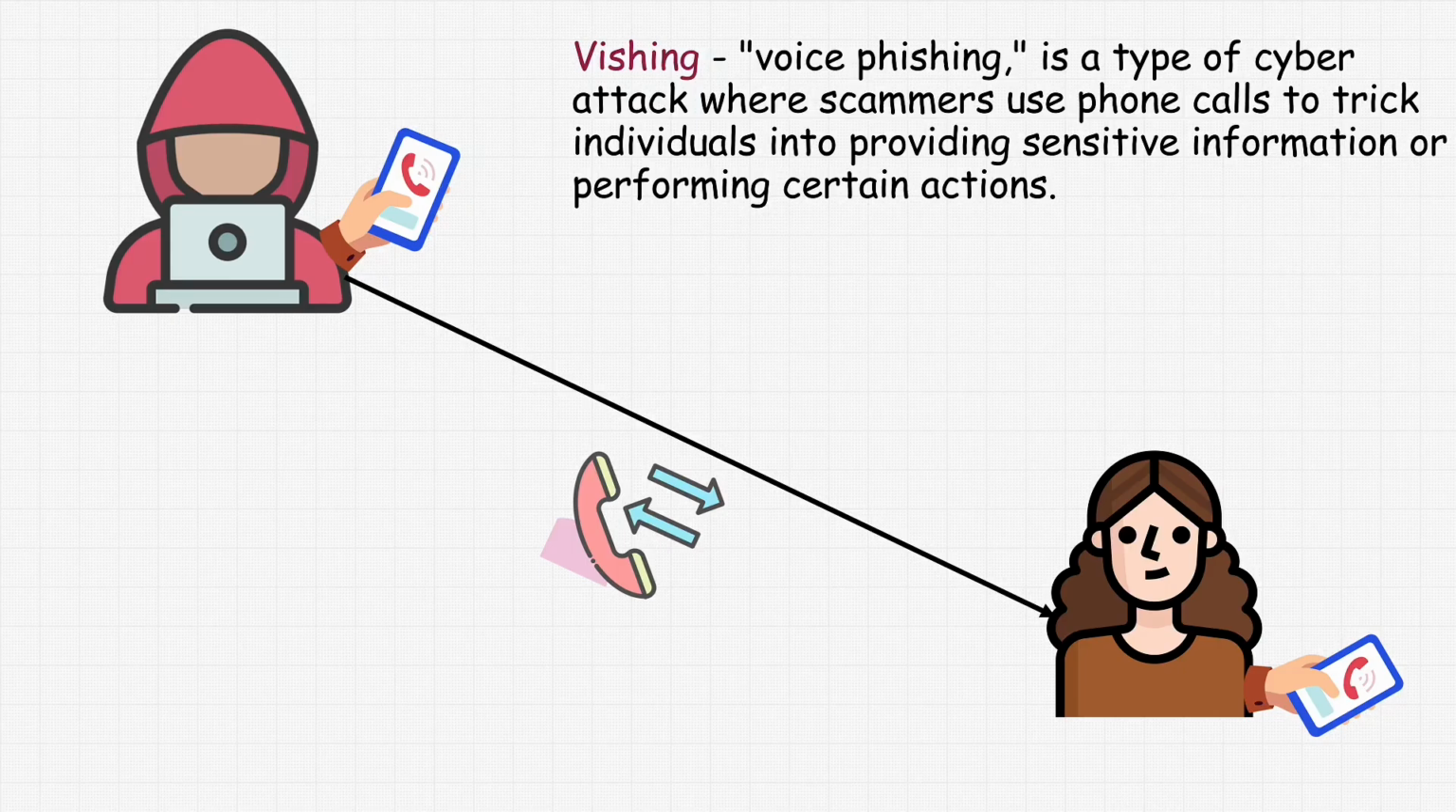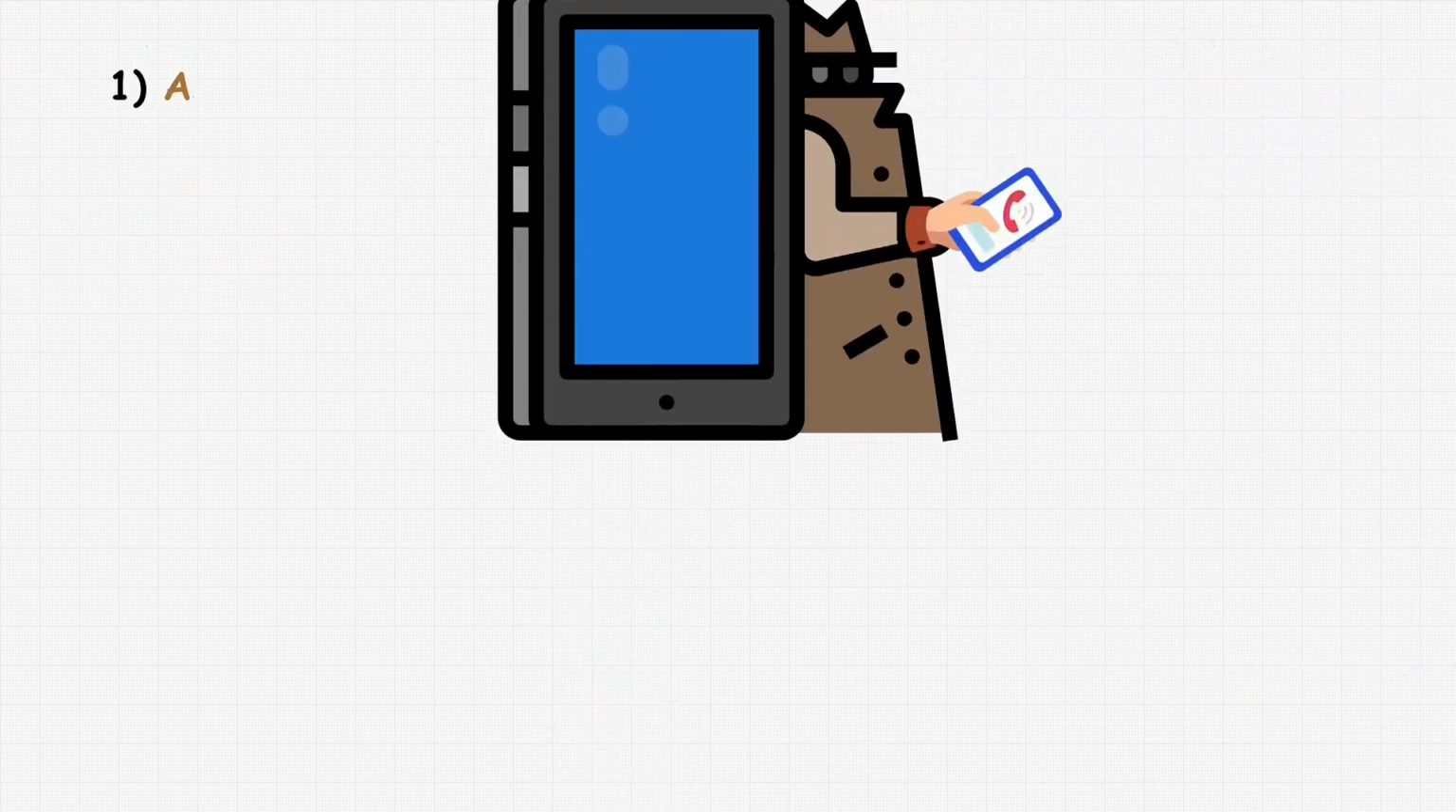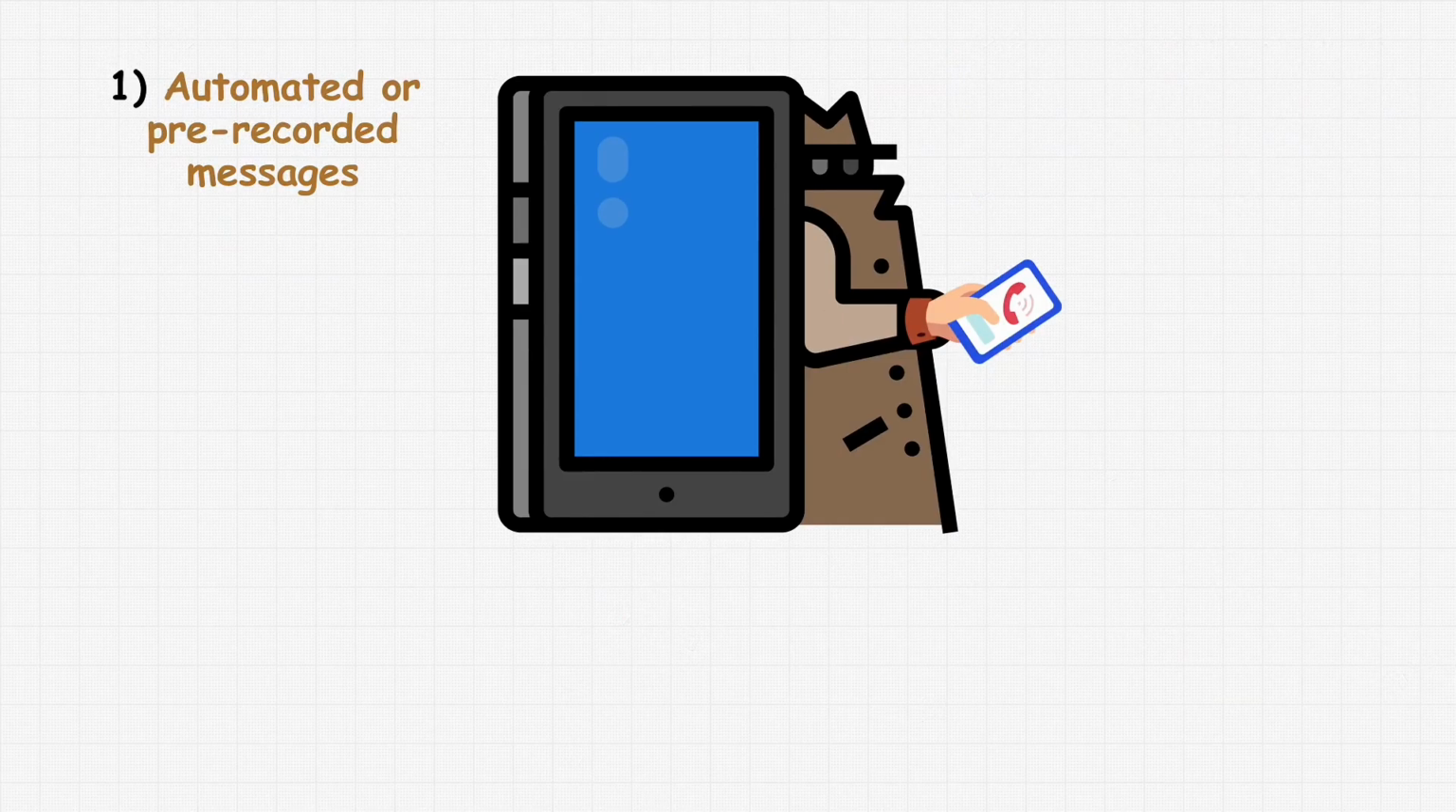Let's talk about different ways that we can recognize vishing. One of those ways is to figure out whether the message has been automated or pre-recorded. Vishing scams often begin with an automated or pre-recorded message that prompts you to take action, such as pressing a certain key or calling back a specific number. There can also be urgent or alarming language. As usual, scammers may use urgent or alarming language to create a sense of urgency and prompt you to act quickly, such as claiming that your account has been compromised or that you owe money to the government.